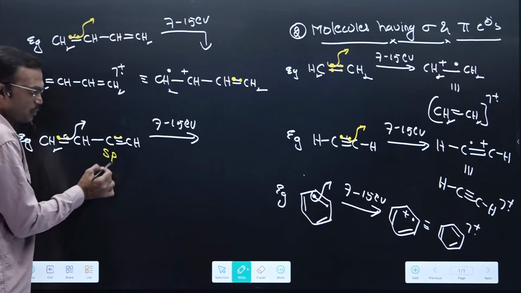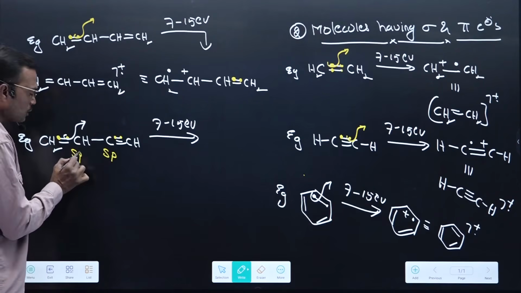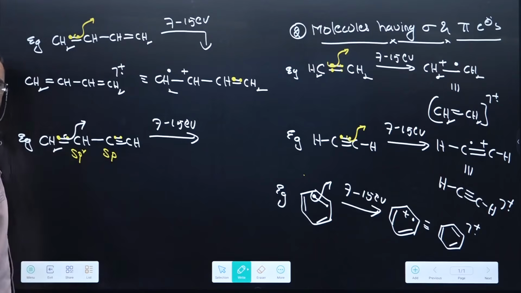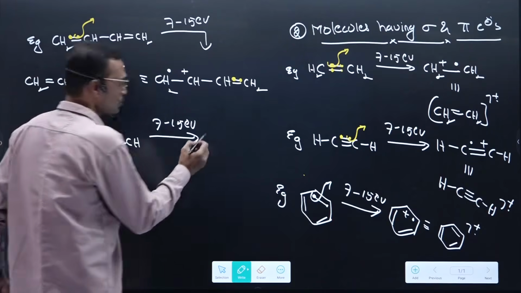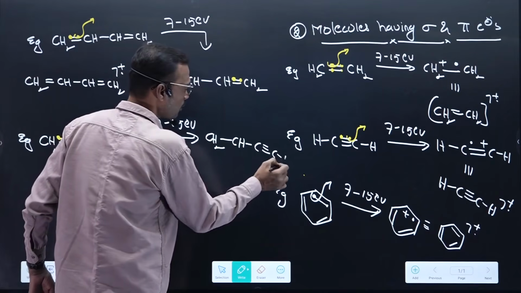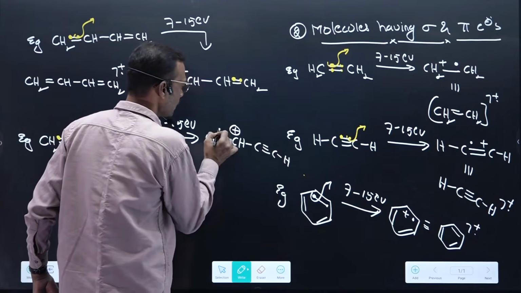What is the hybridization of the triple bond? sp. What about the double bond? sp2. The sp carbon is more electronegative, so the electron is not easy to remove; the sp2 carbon is less electronegative, so it is easy to remove. Okay? So I can write it like this: HC≡C-CH=CH2, where this is the radical and this is the cation.